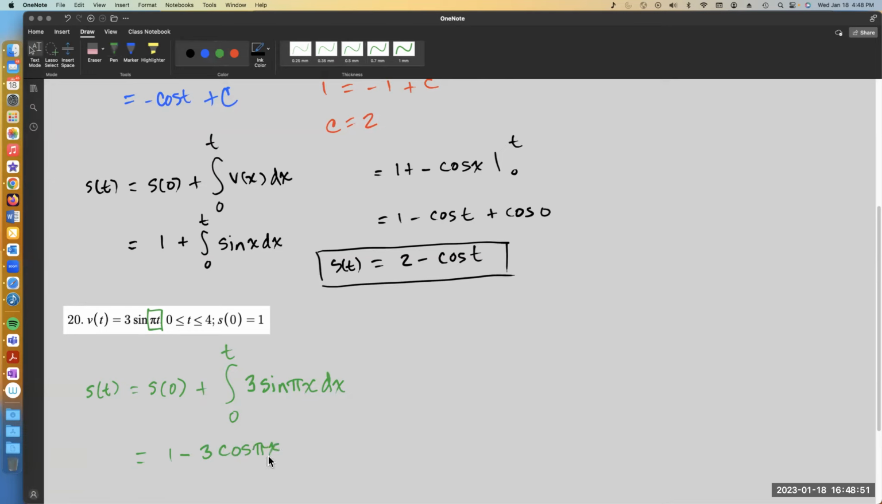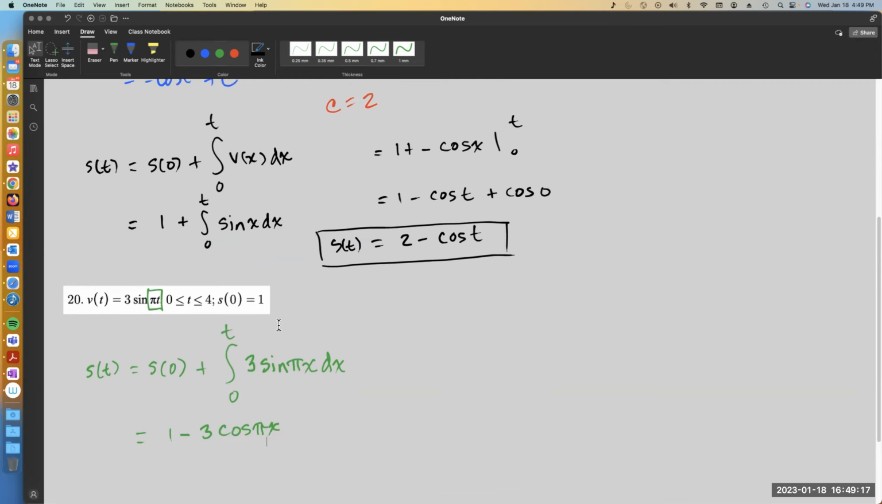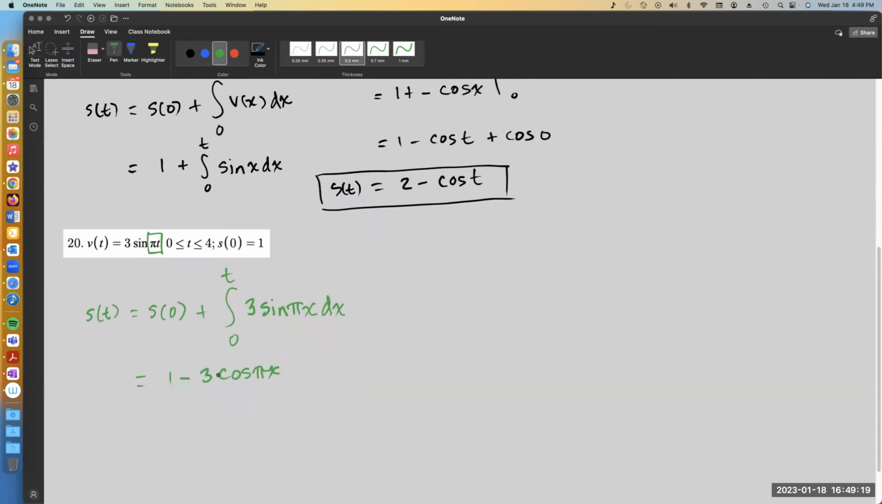Here's where the reverse chain rule comes into play. So if we were differentiating, we would end up multiplying by pi, because the derivative of this angle in here, the derivative of this angle is pi. So if we were differentiating, we would end up with 3 cosine of pi t times pi. But we are integrating a linear angle. So instead of multiplying by the pi, we divide by the pi. So we can divide the whole thing by the pi, just the 3 by the pi, whatever floats your boat. There we go. So that is reverse chain rule.